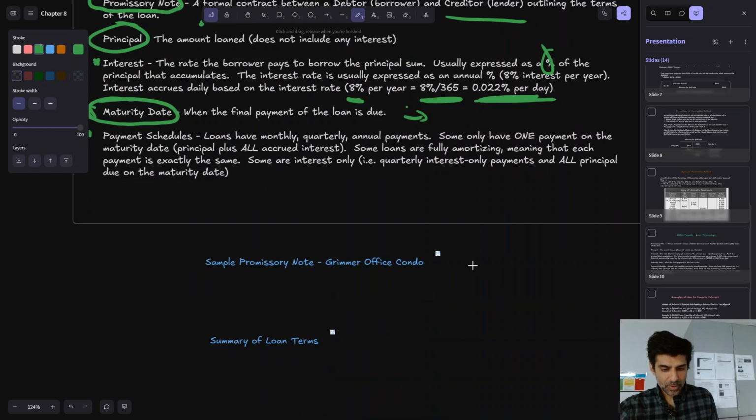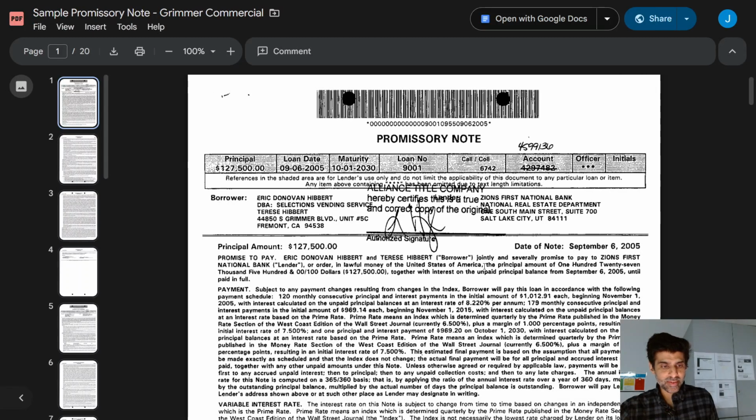Okay, so I think I have some examples. Let's see. Okay, so this is an example of a promissory note. This is actually a loan that I, in my business life, bought at an auction. The bank wanted to sell this loan, and they put it up for auction. So what they're selling is essentially this contract. This is what I bought. It's a mortgage that's secured to a commercial property in Fremont.